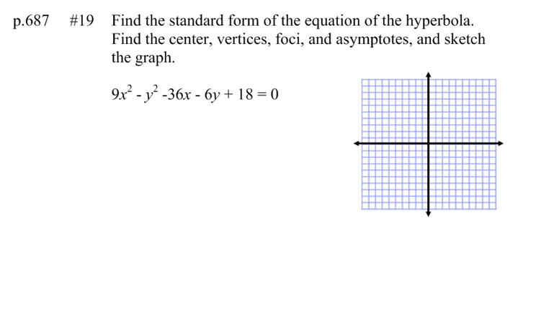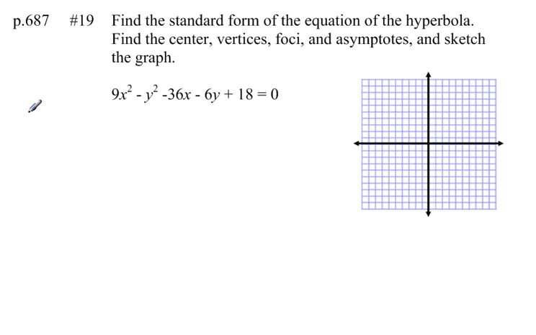Page 687, number 19. Find the standard form of the equation of the hyperbola. Find the center, vertices, foci, and asymptotes, and sketch the graph. Now, we know it's a hyperbola because we have both x and y squared. One of them's positive, one of them's negative. So we're talking about a hyperbola here.